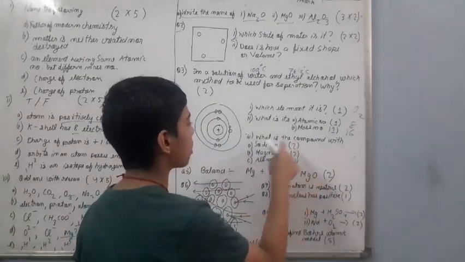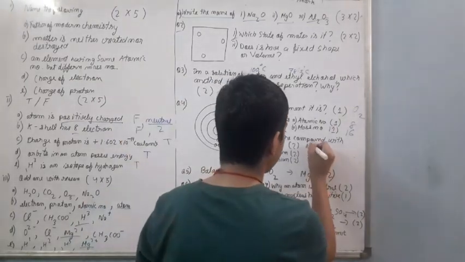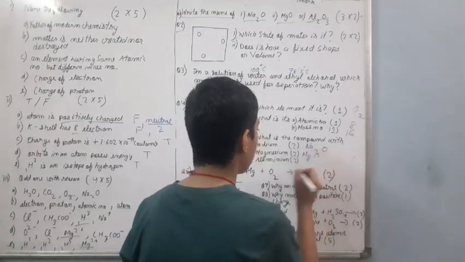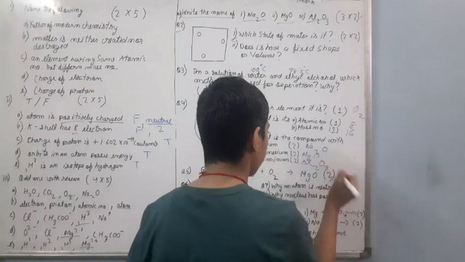What is the compound with sodium? Sodium oxide, Na2O, magnesium oxide, MgO, and alumina or aluminum oxide, Al2O3.